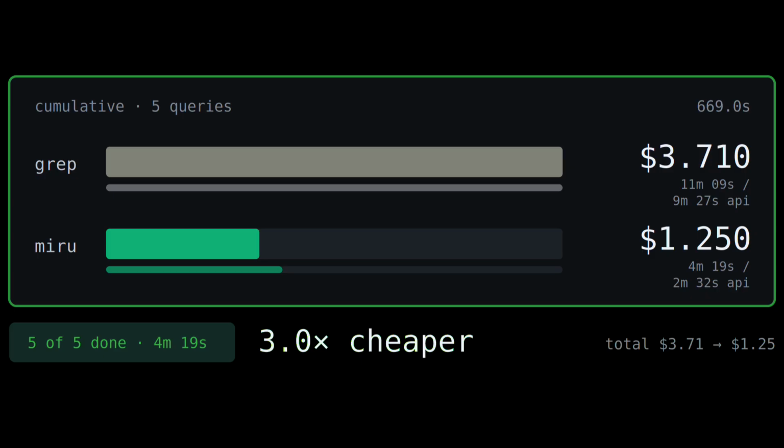Which changes something small and real. When the 5th question costs what the second one used to, you stop rationing them. You ask the one you'd otherwise have guessed at. $1.25 to work out whether I'd trust someone else's framework with my own code.